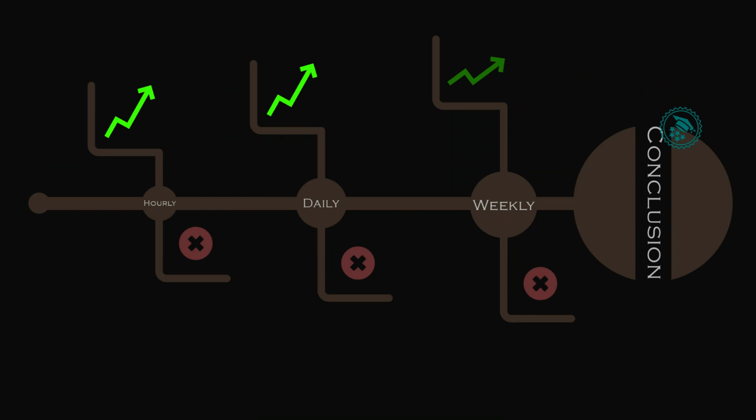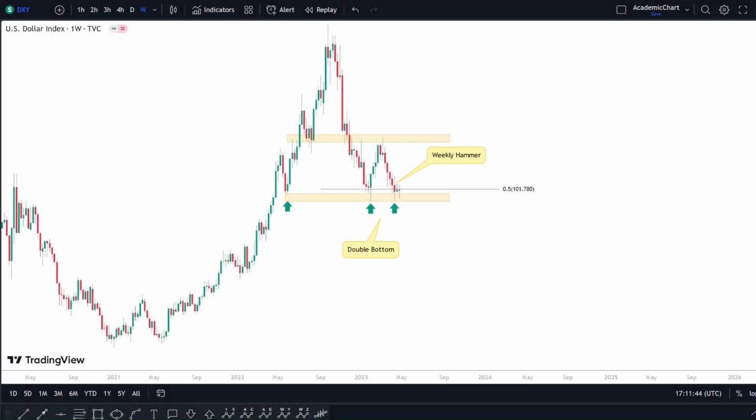I'm back with another analysis on DXY, the US dollar index. As my final conclusion, I'm expecting a sharp uptrend on both the hourly and daily charts, and also a regular uptrend on the weekly chart, which I will discuss in more detail in a second. But to have a better understanding, let's jump into the chart itself.